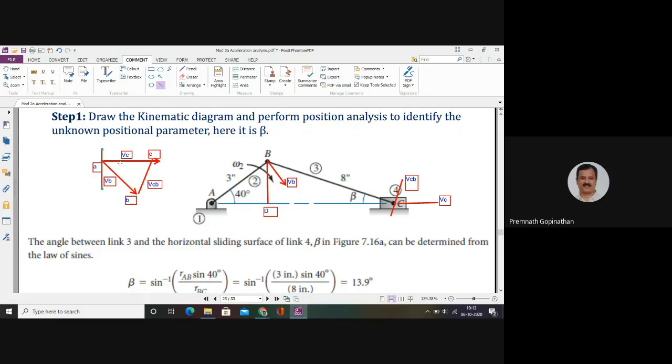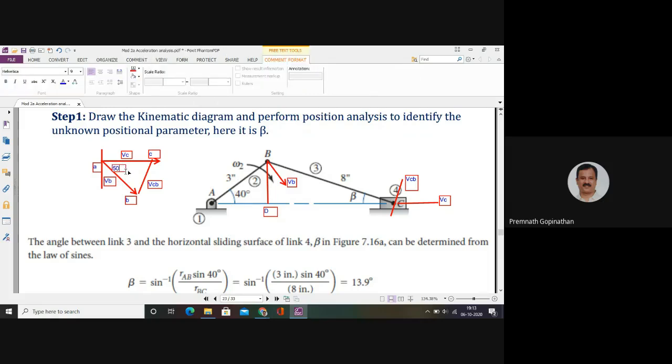So the included angle at point A, that means the corner angle at point A for this triangular polygon, will be equal to 50 degrees. So this angle inside corner A will be equal to 50 degrees, right?